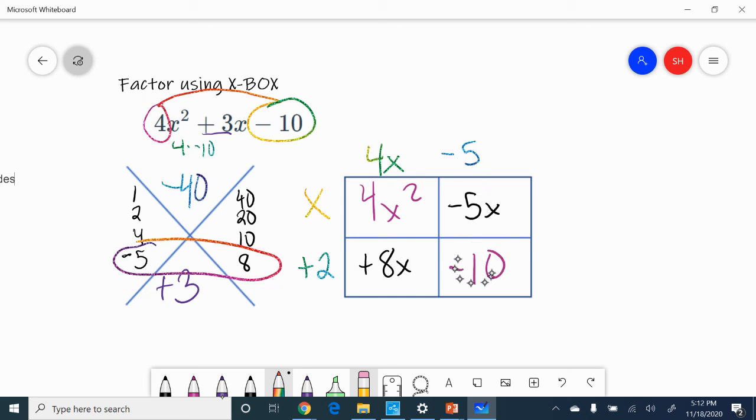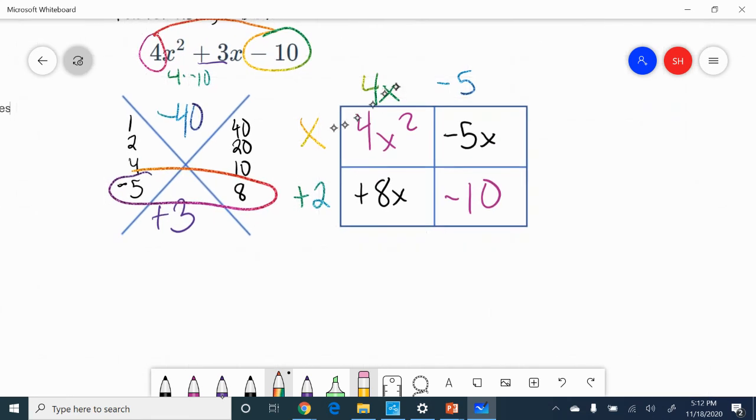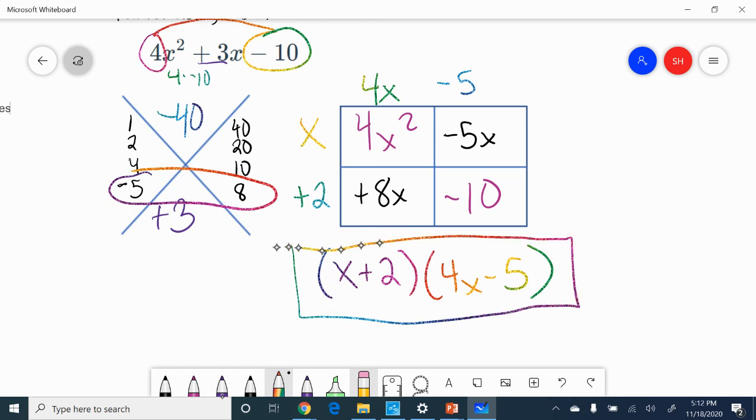And you can check that very last box. Negative 5 times positive 2 is negative 10. So we know we filled this out correctly because when we multiply it, it becomes the middle. And so we're going to have x plus 2 as one of our factors, and 4x minus 5 is the other factor. Alrighty, hopefully that helps you out, and complete the rest of these practice problems. Thank you for watching.